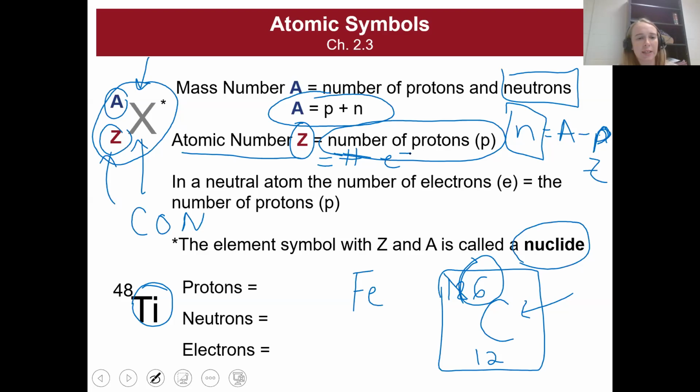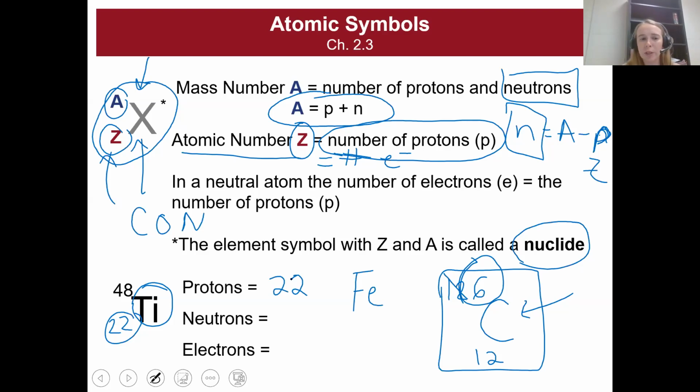All right, so let's look at an example. Sometimes they don't give you this number that's down here. Sometimes you won't see that, and that is because that number, the atomic number, you can find on the periodic table. It's always the same for that element, so because it never changes, we don't actually need to write it. So I looked up titanium on the periodic table, and I found out that atoms of titanium always have 22 protons because titanium is atomic number 22.